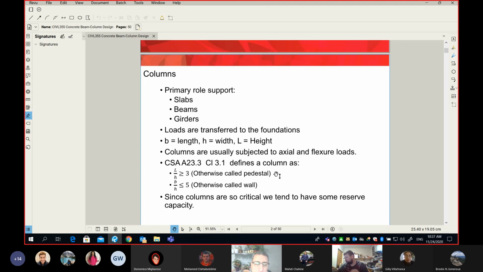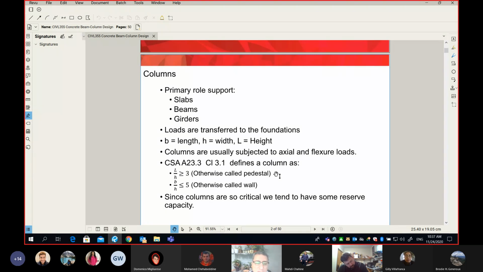And if the column is very short, we don't call it a column, we call it a pedestal. So what is the criterion for pedestals? Simply, the height of the column divided by the shortest dimension should be more than 3 to be called a column. If it is less than 3, it means it is a pedestal.